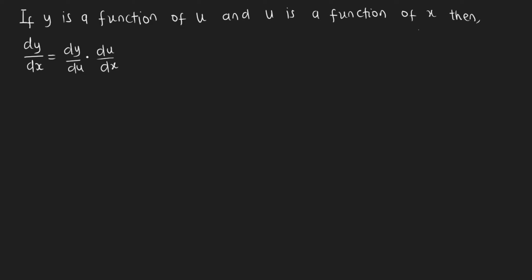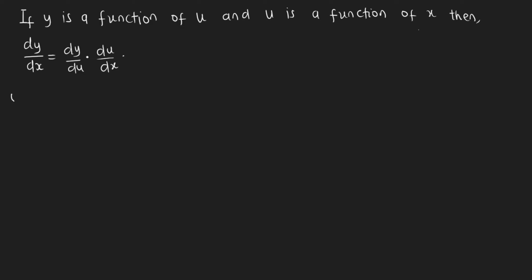In this video, we are going to learn how to apply the chain rule. The chain rule says that if y is a function of u and u is a function of x, then the derivative of y with respect to x will be dy/du multiplying du/dx. So that's what the chain rule says. Let's take an example for a better understanding.